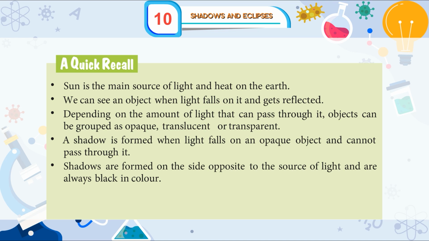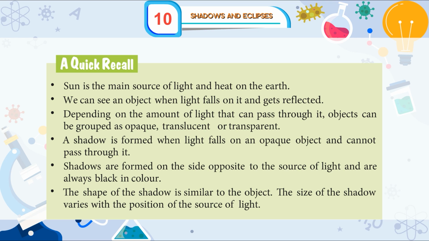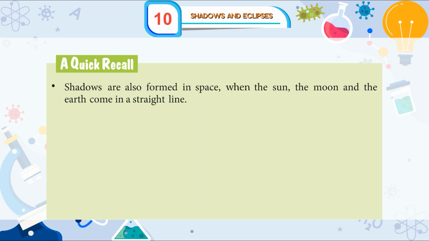Shadows are formed on the side opposite to the source of light and are always black in color. The shape of the shadow is similar to the object. The size of the shadow varies with the position of the source of light. Shadows are also formed in space when the sun, the moon, and the earth come in a straight line. Eclipses are of two kinds, lunar and solar eclipses.